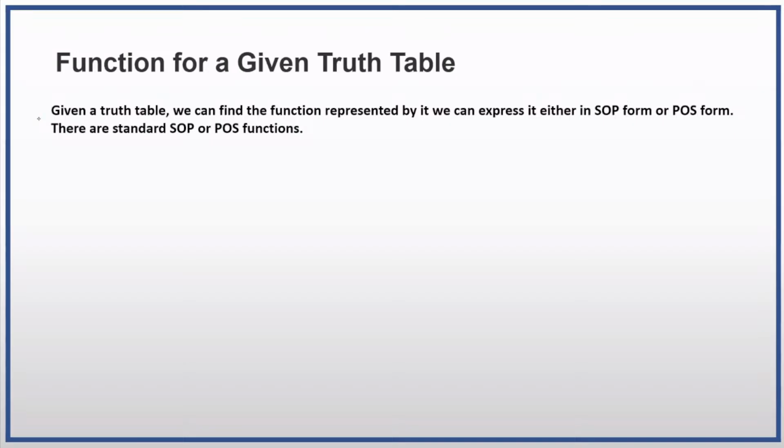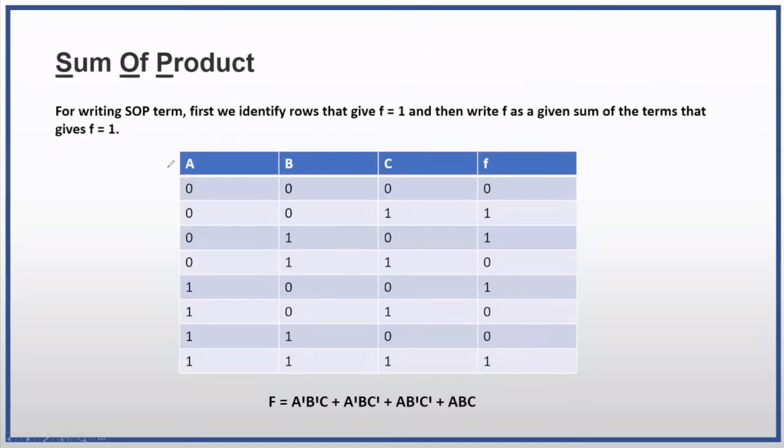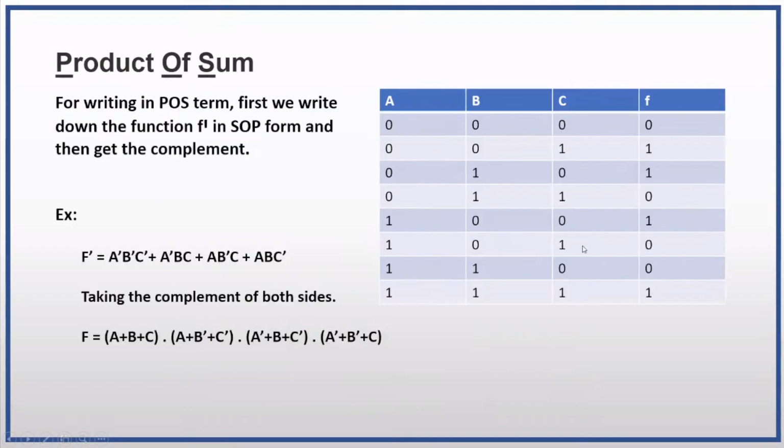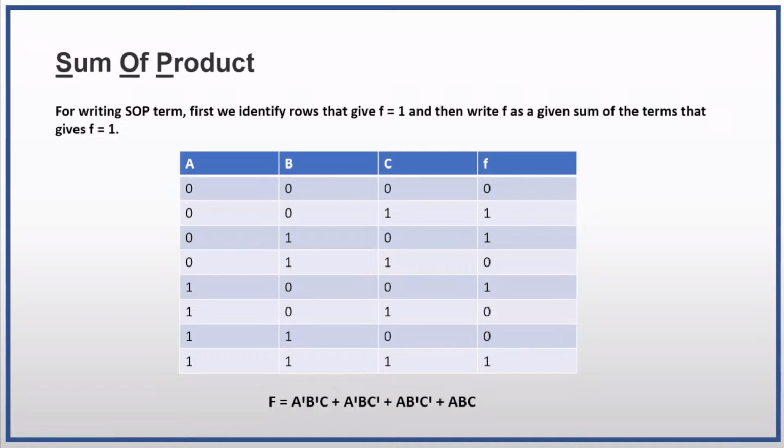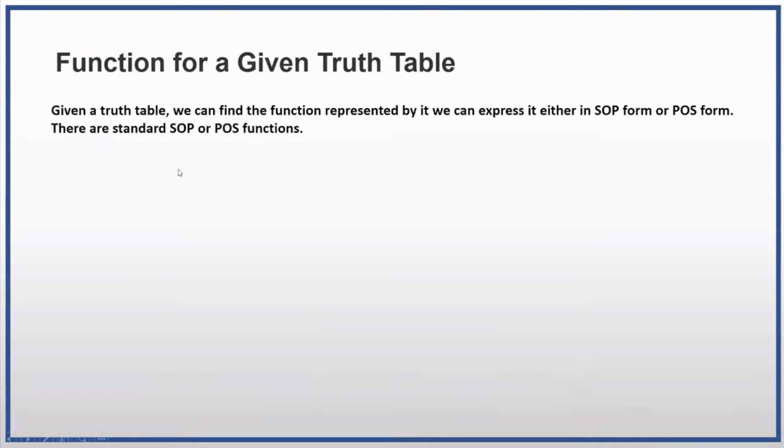The SOP means sum of products. So you can see it with the expansion. After doing these two parts, I will explain the previous one. So here, just remember that we can write the function for a given truth table by using this sum of product and product of sum.